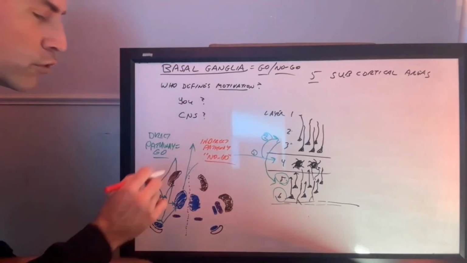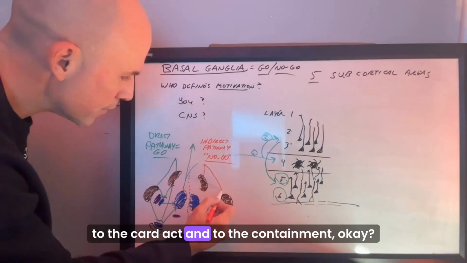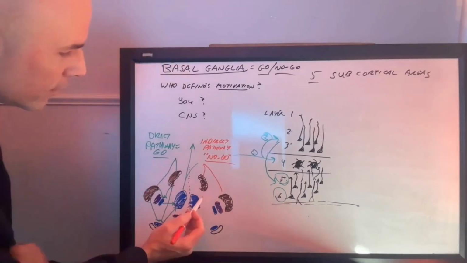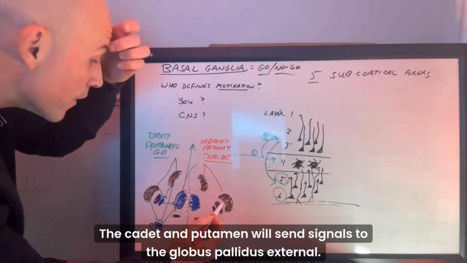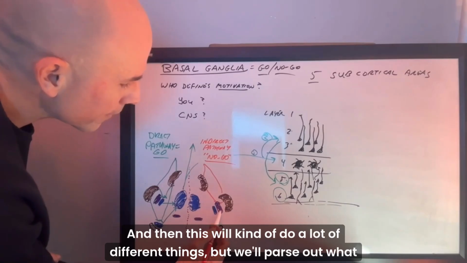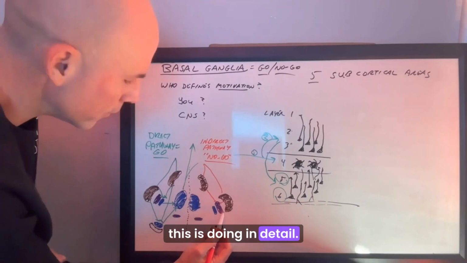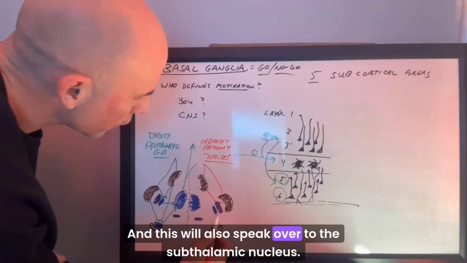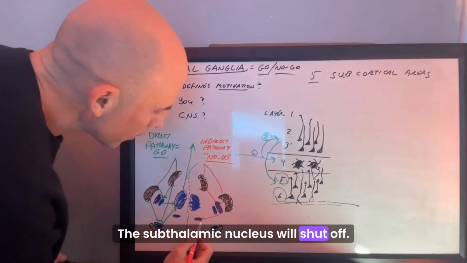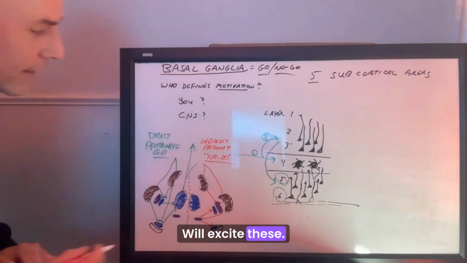Stop. So excitatory inputs come in to the caudate and to the putamen. Okay? And here there's a little bit more going on. The caudate and putamen will send signals to the globus pallidus external, and then this will do a lot of different things, but we'll parse out what this is doing in detail. And this will also speak over to the subthalamic nucleus. The subthalamic nucleus will be shut off. Nope, it will excite these.